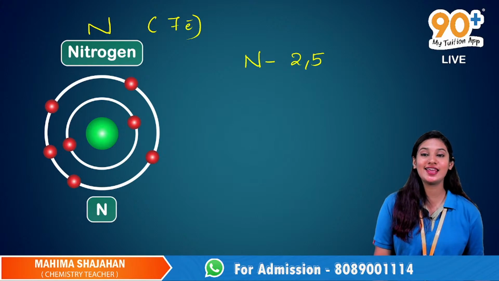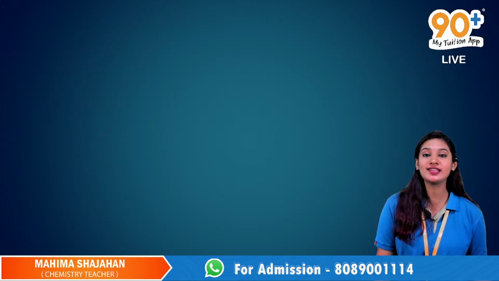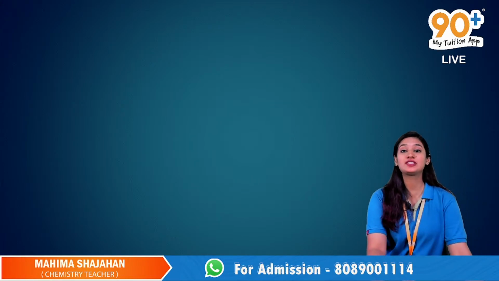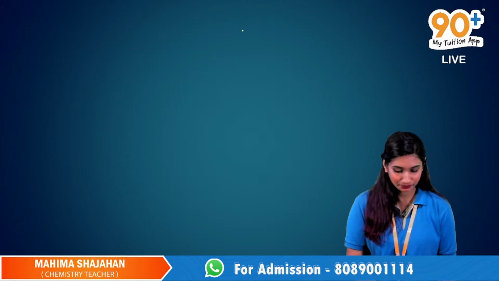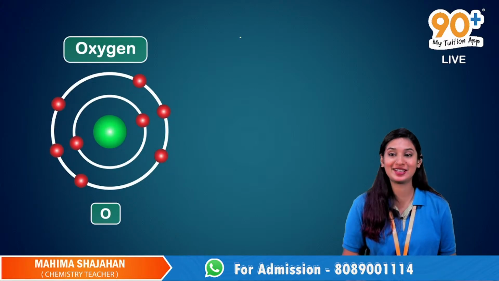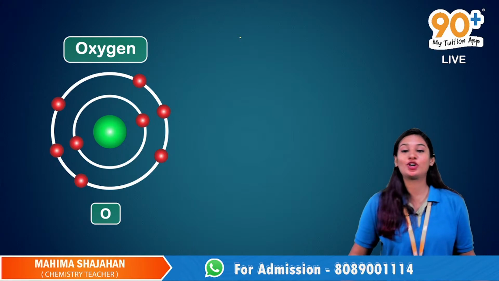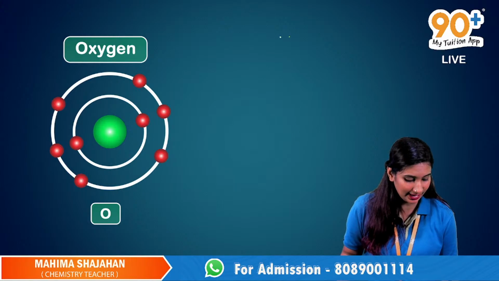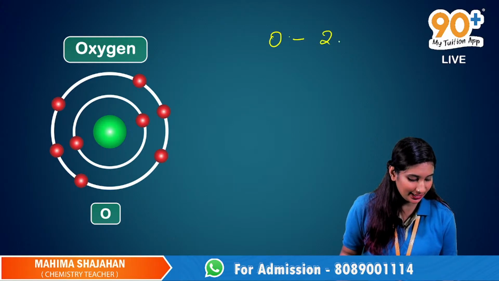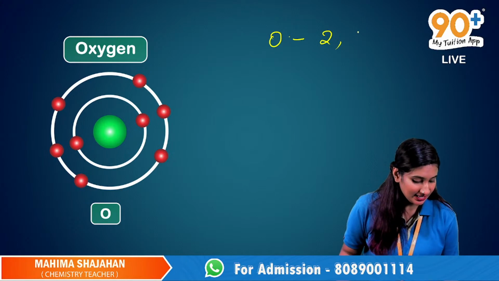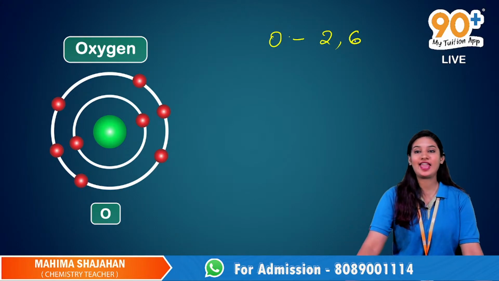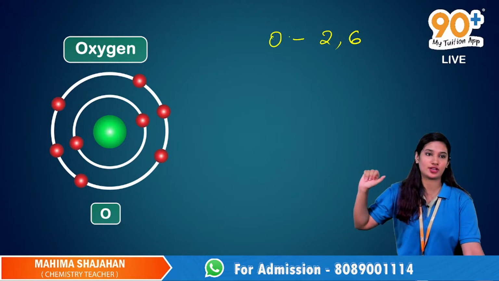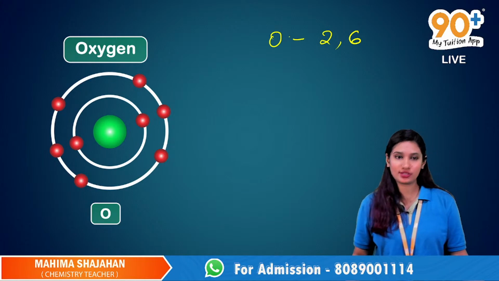Let's move towards the next one, that is oxygen. Now, oxygen has got a total of 8 electrons. Sorry, not 6, 8 electrons. So what will be its configuration? Oxygen will have 2 electrons in the K shell and 6 electrons in the L shell. You can take a quick screenshot now. And it's also given in your textbook.